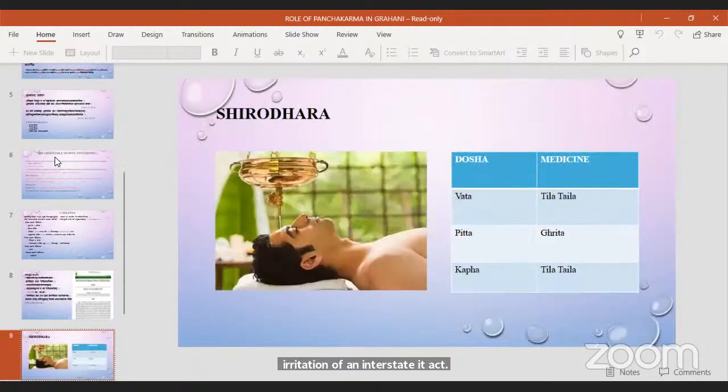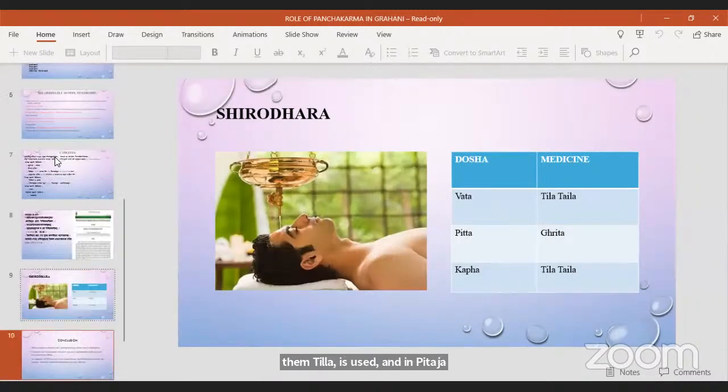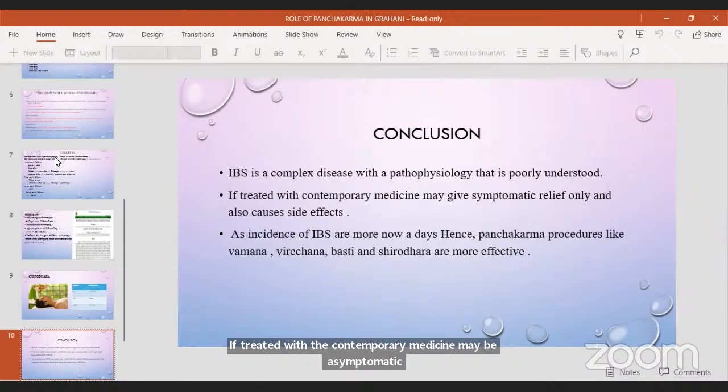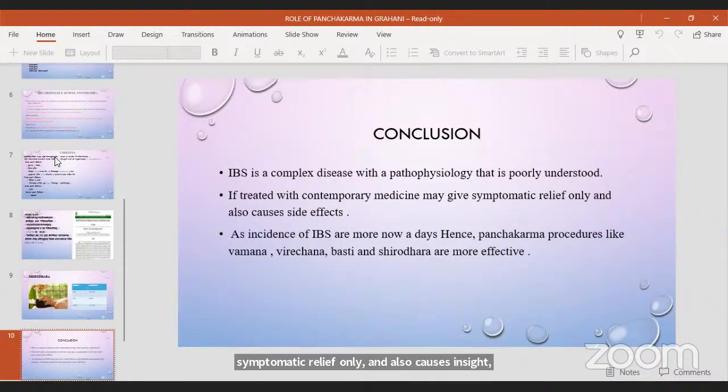Next, coming to Shirodhara. Shirodhara is one among the Murdha Taila. In Vataja, Tila Taila is used, in Pittaja, Ghrita is used, and in Kaphaja, Tila Taila is used. Coming to the conclusion, IBS is a complex disease with poorly understood pathophysiology. If treated with contemporary medicine, it may give only symptomatic relief and also causes side effects, as the incidence of IBS is high nowadays. Hence Panchakarma procedures like Vamana, Virechana, Basti and Shirodhara are more effective. Thank you.